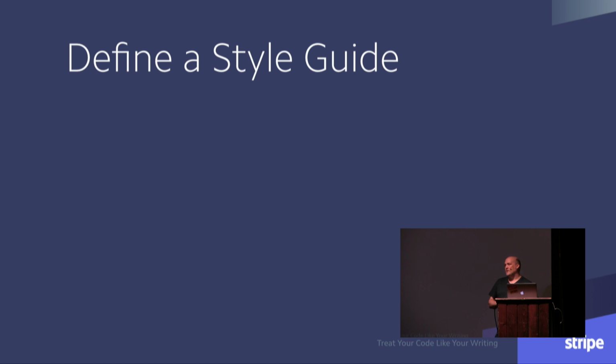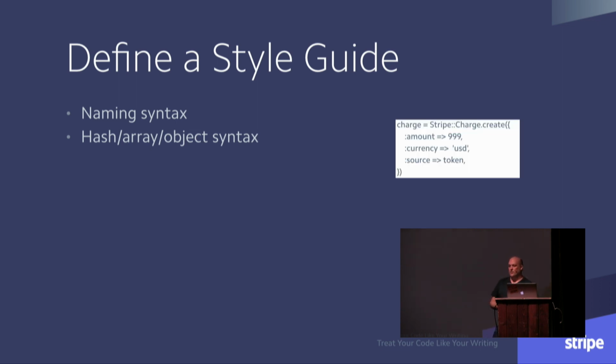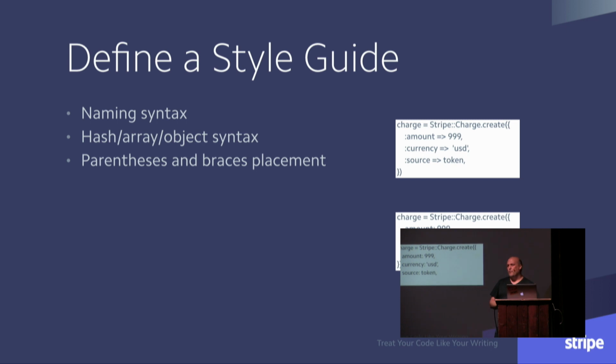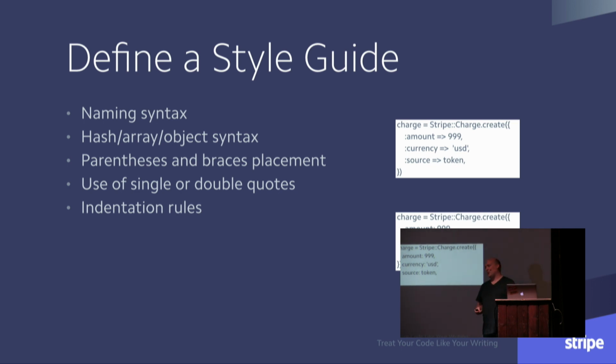Next, our style guide goes into specific rules for each programming language we support. This starts with how you name variables and functions in that language, what kind of fancy hash, array, object syntax you're going to use. Like we just switched from the Ruby hash rocket to the Ruby JSON. Parentheses and braces placement, use of single and double quotation marks. I think we're actually going to single for everything but Go, Java, and .NET. The indentation rules, 2 spaces, 4 spaces.